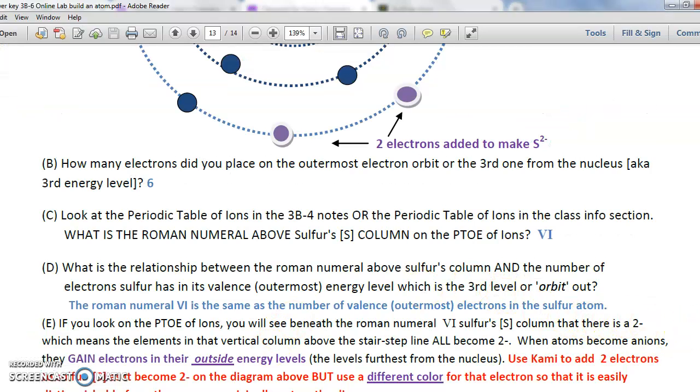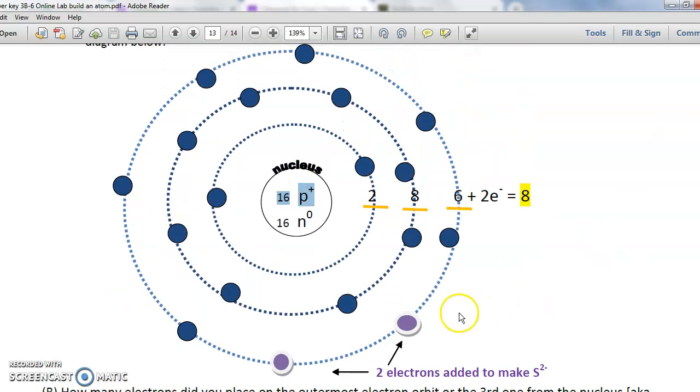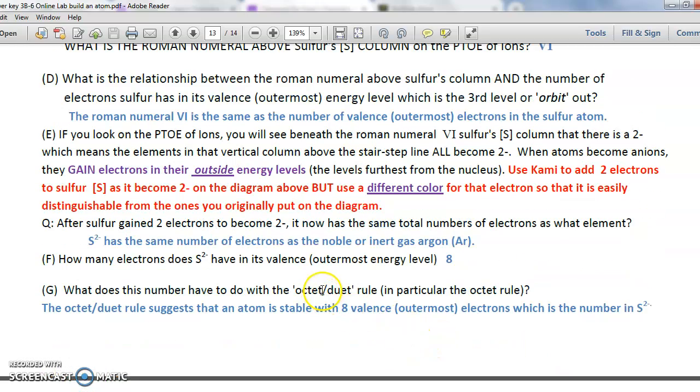Here we go. These purple ones are the ones that I added to make it 2 minus. So now it has 1, 2, 3, 4, 5, 6, 7, 8. It has 8 total electrons. We started with 6 of the blue ones. We added 2 purple ones to get a total of 8. 8 is the magic number. 8 is the octet in the octet duet rule. So that explains why sulfur loves to become the sulfide ion, which is 2 minus.